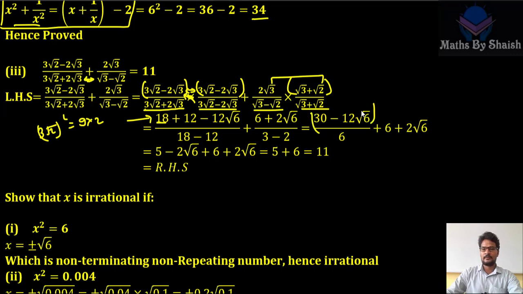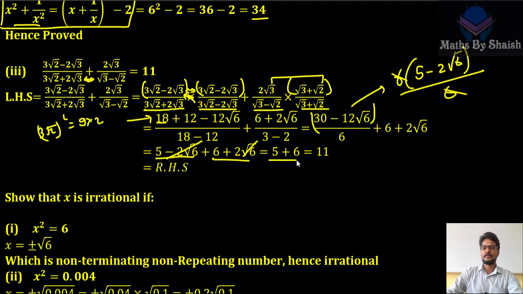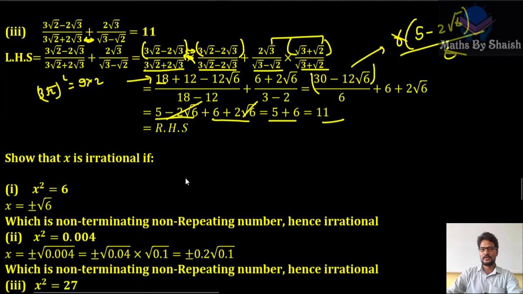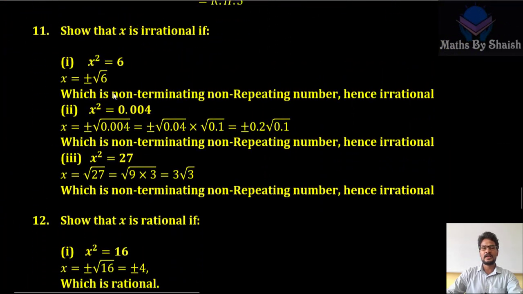we can take 6 common from here, then it is 5 minus 2 root 6 upon 6, 6 got cancelled, we got 5 minus 2 root 6, and here 6 cancelled, and we got 5 plus 6, that is 11, and hence it is the same.